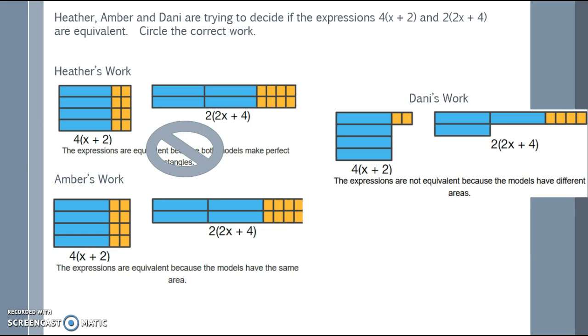Amber says that we have the exact same picture, that the expressions are equivalent because the models have the same area. Amber, you are correct. They have to have the same area. Now, Danny has the expressions written, but she doesn't have the correct work. She's got x plus 2 and then 4, so her models are not even correct. The expressions are not equivalent because the models have different areas. That's true, they have different areas, but she did not represent using her algebra tiles correctly. So Danny is incorrect.